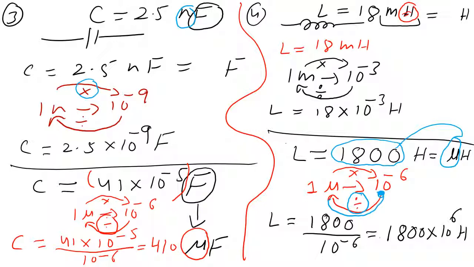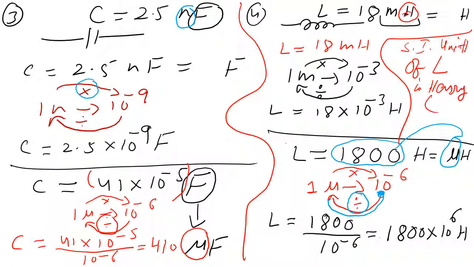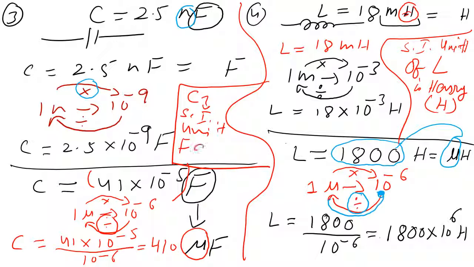So the SI unit of L is Henry, or in the short form it is H. In the same way for the capacitor, the SI unit of the capacitor is farad. This is farad, in the short form F.